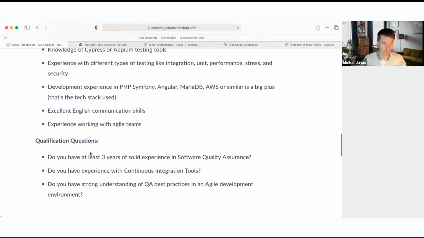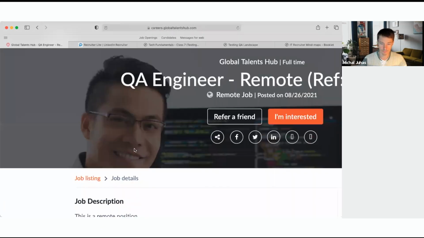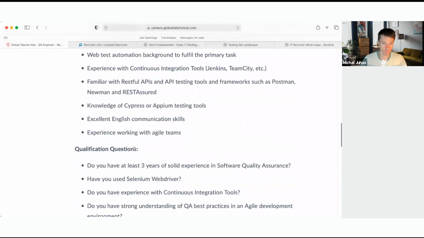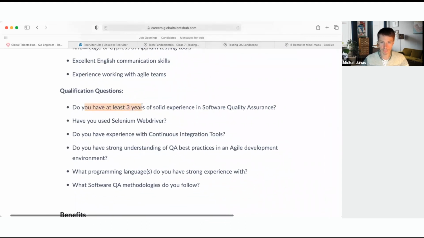The qualification questions. The qualification questions, here are they. So do you have at least 3 years of solid experience in software QA? Have you used Selenium WebDriver? So that's a particular tool that the QA engineer would be using.